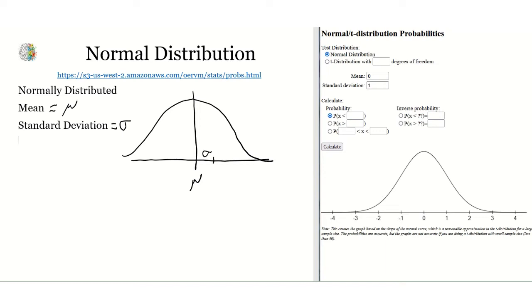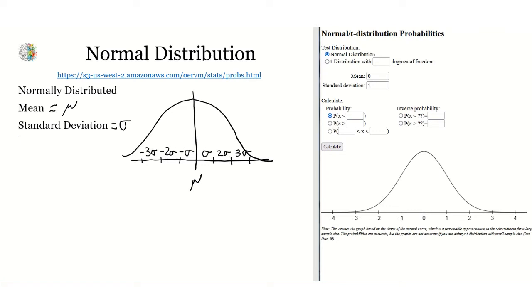So this is going to be 1 standard deviation, 2 standard deviations, 3 standard deviations, and so forth. That's going in the positive direction. It also works in the negative. So this is going to be negative 1 standard deviation, negative 2 standard deviations, negative 3 standard deviations.